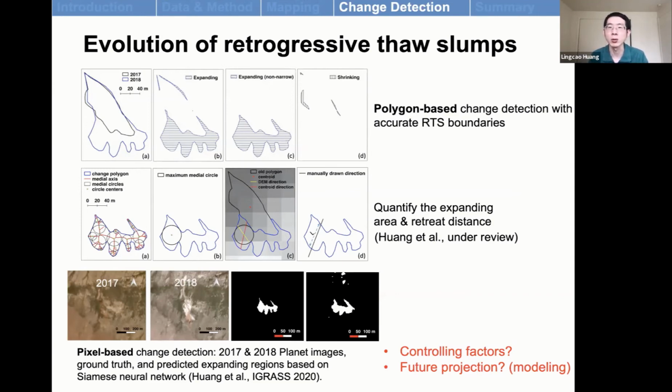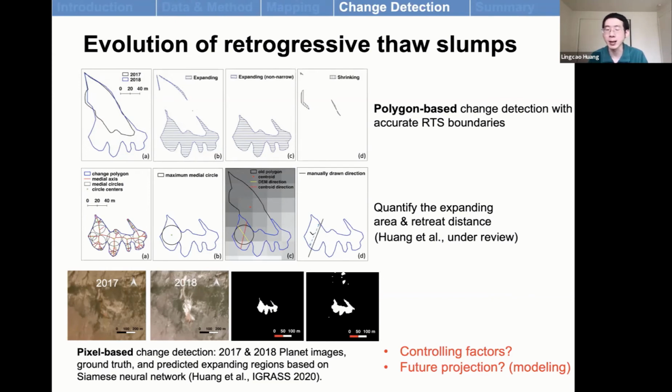I also did some work on what I call polygon-based retreat detection. We compare the boundaries in different years, but we need accurate boundaries. Based on these boundaries, we use a graphic computation algorithm called the medial axis, and use this axis to calculate the retreat distance, like this one: how many meters the head wall retreats or develops toward upslope. This retreat detection algorithm is polygon-based.